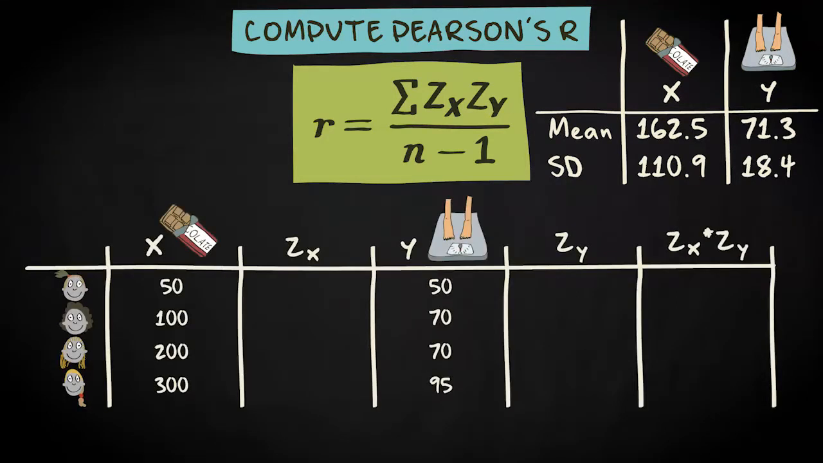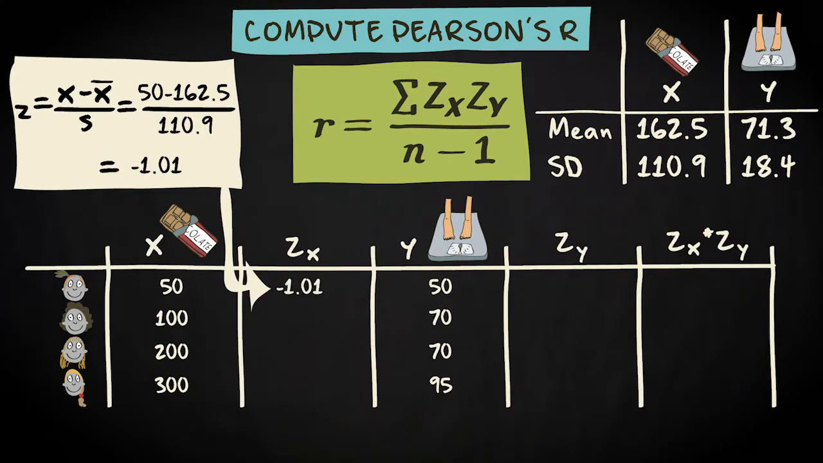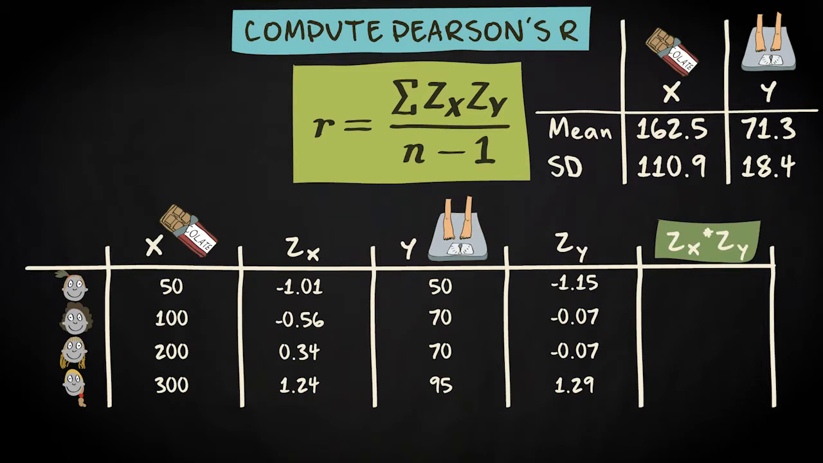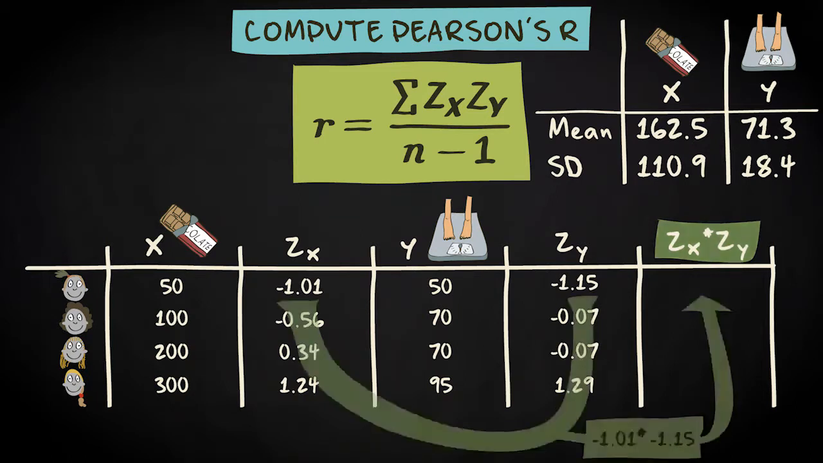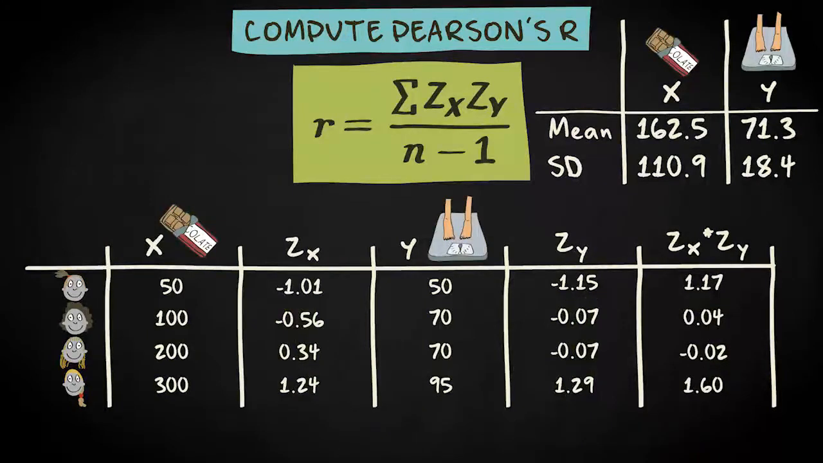We get the z-scores by applying this formula to every case. We subtract the mean from every value and then divide it by the standard deviation. So, 50 minus 162.5 divided by 110.9 equals minus 1.01. We do that for every value of the independent variable, chocolate consumption, and for every value of the dependent variable, body weight. In the next step, we compute the products of every z-score on x with every z-score on y. So for the first case, that's minus 1.01 times minus 1.15 equals 1.17. These are the results for the other three cases.